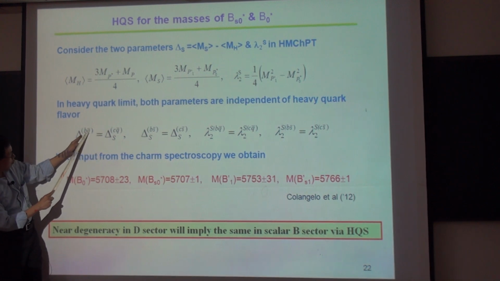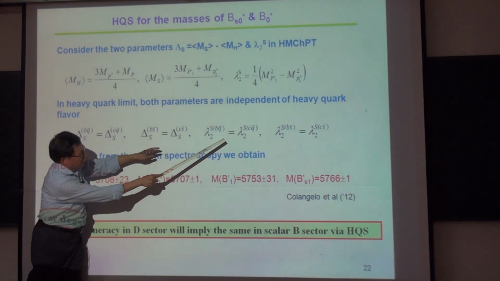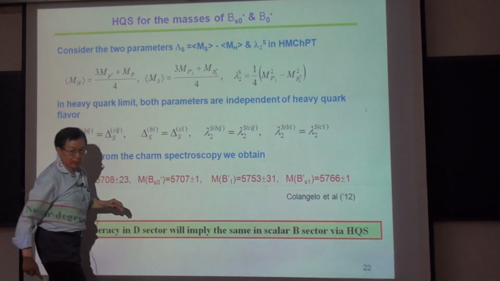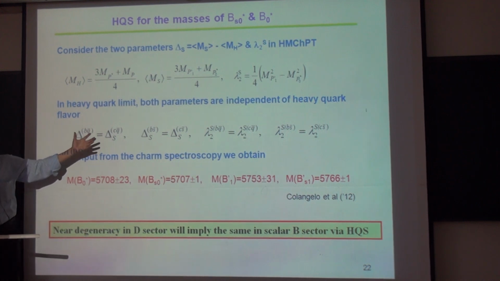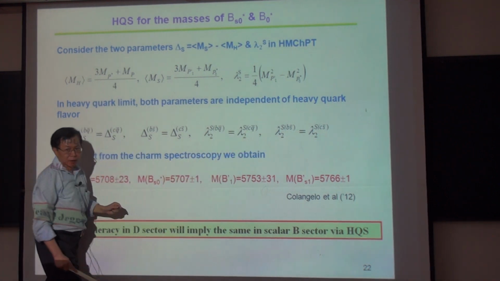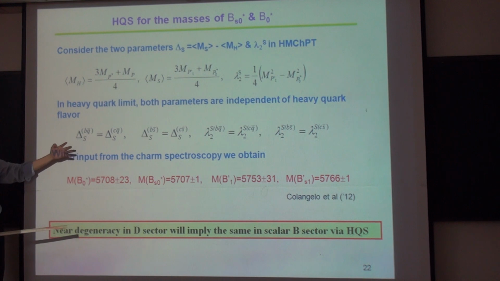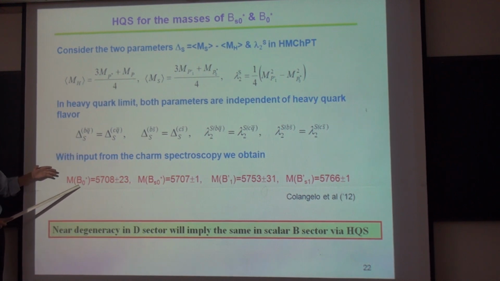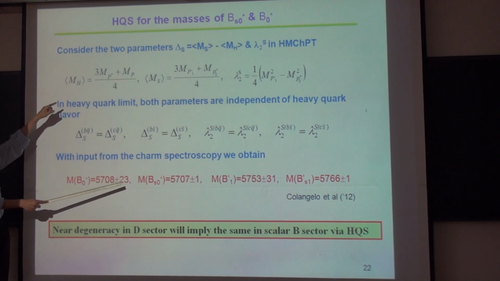But it depends on the light quark flavor, like c q-bar is a little bit different from c s-bar, and this one lambda two. Experimentally, we have measurements in the charm sector, so you know the numbers on the right hand side. So you just solve four equations to get the mass. Finally you predict this mass. Those are the numbers I showed on the previous slide.